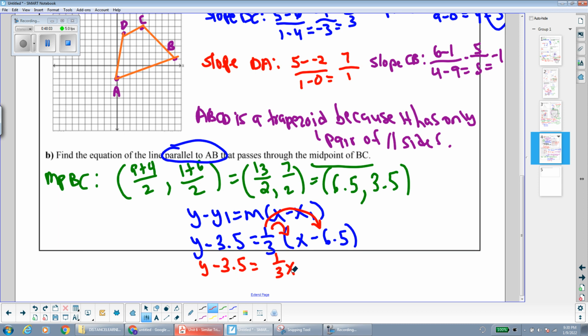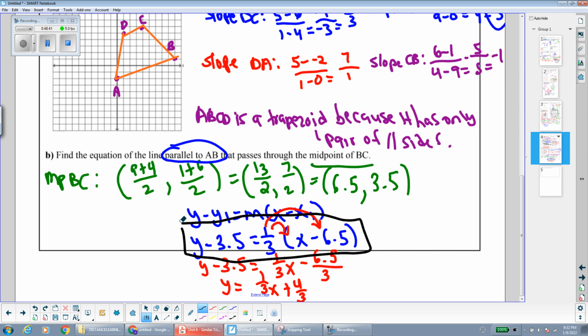Let me get my calculator. I'm just going to leave it as minus 6.5 over 3 because that is a large decimal. Then if we add 3.5 to both sides, if you use your calculator, you will get 4 over 3. So that would be y equals 1/3 x plus 4 over 3. But if the question doesn't ask you to solve for y, why do it? You can just leave it at this step after you plug in your point and your slope, and that's perfectly valid.